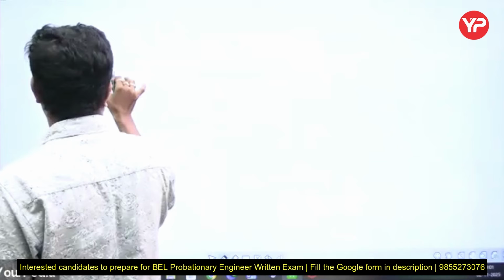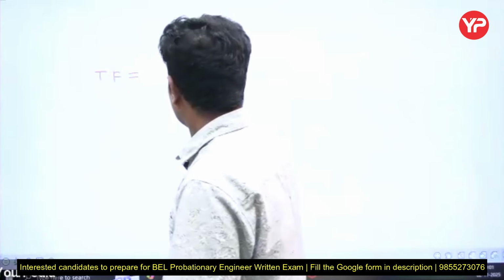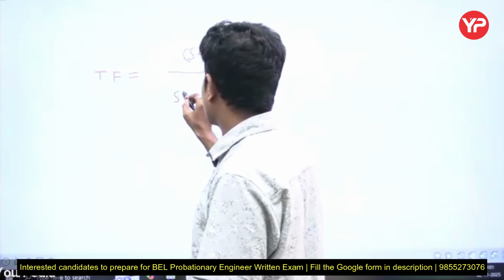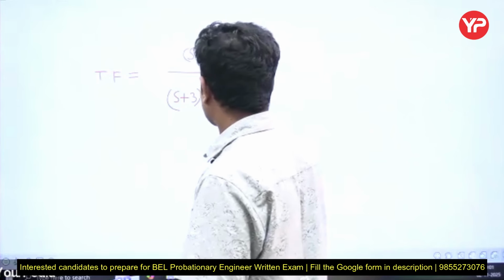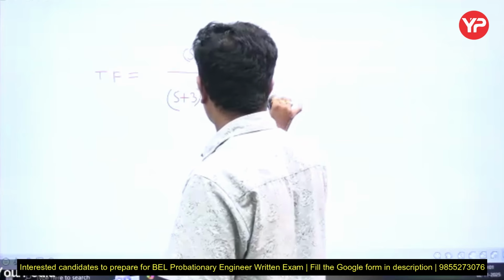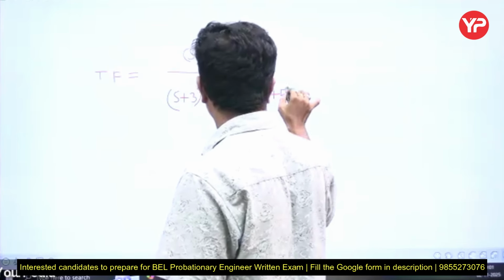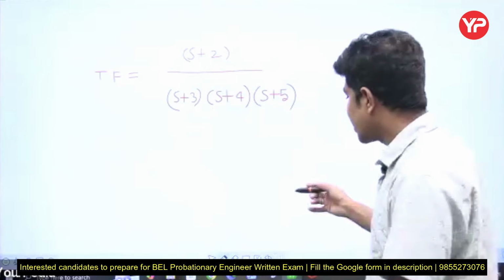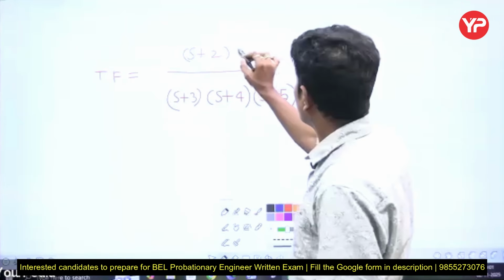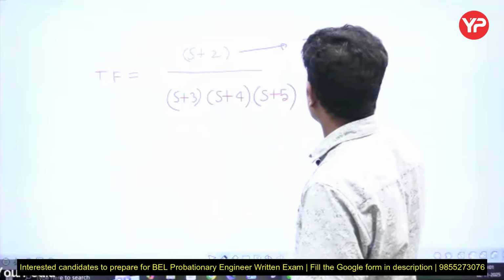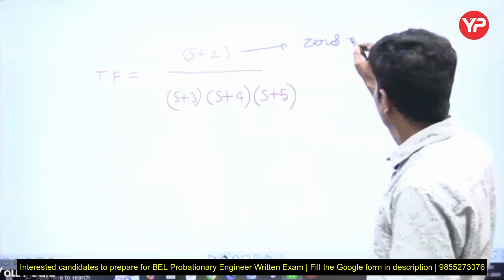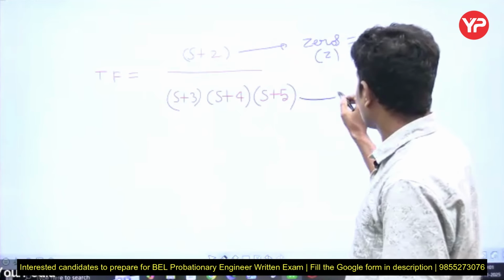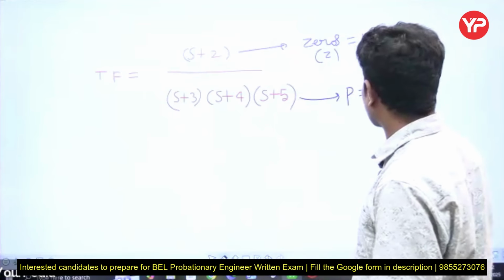Suppose I'm taking a transfer function like this. Its numerator is s plus 2, denominator is s plus 3 into s plus 4 into s plus 5. S plus 2 by s plus 3 into s plus 4 into s plus 5. Right? It is having numerator zeros. Okay, how many are there? 1 is there. Poles are how many? 3 poles are there.